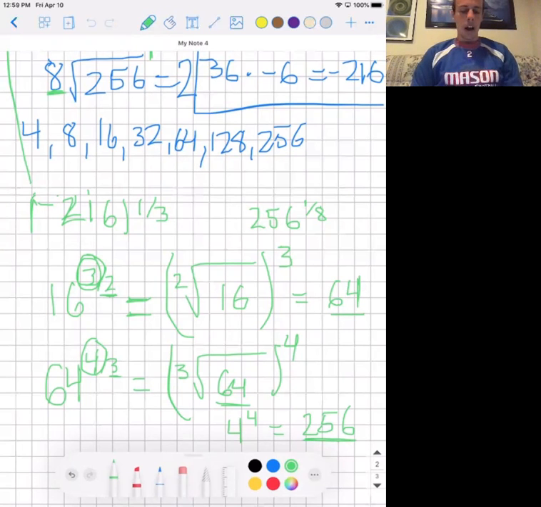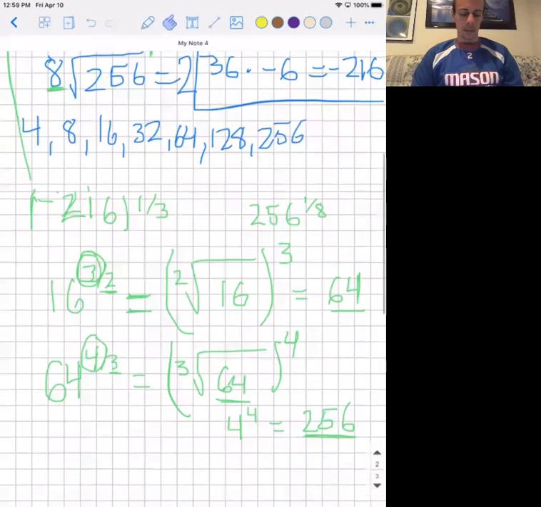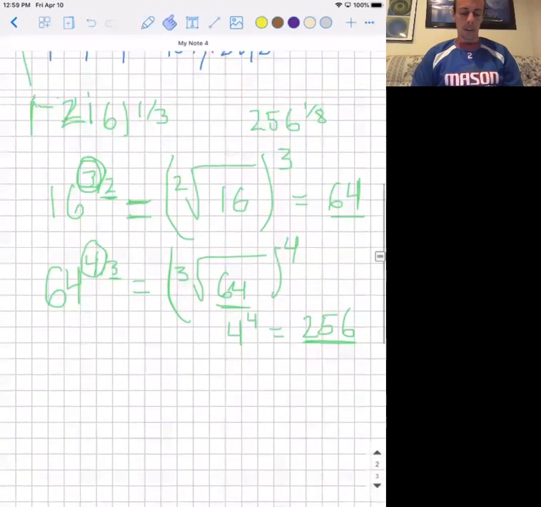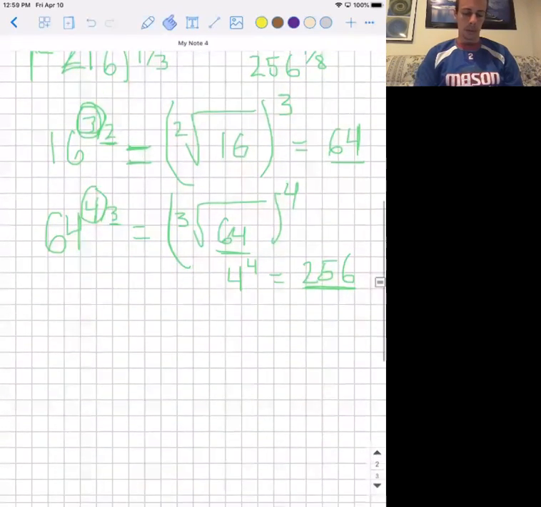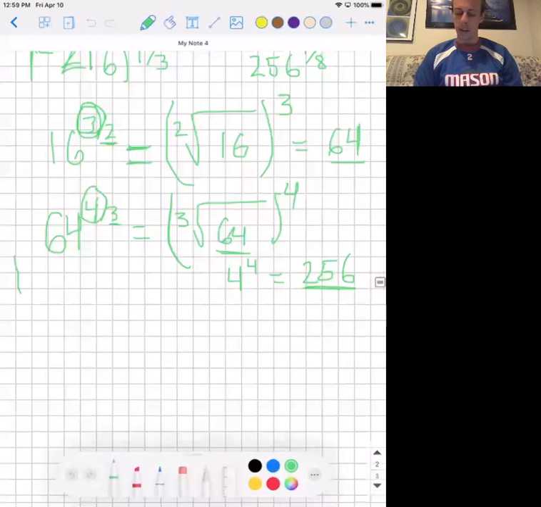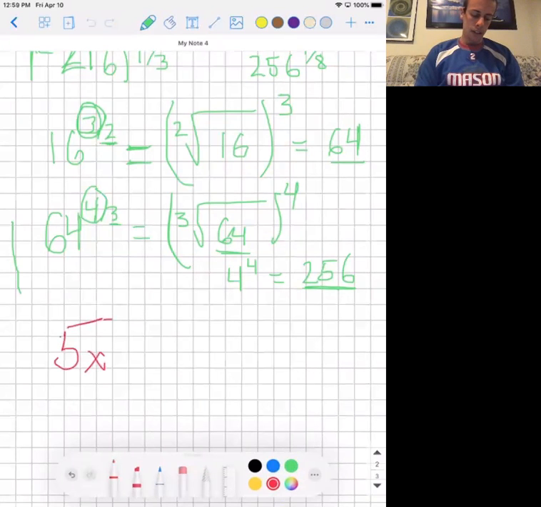Our last big idea, which we've talked some about but is going to include a lot of what we've just done here, is solving some radical equations. So if we have 5x cubed equals 320, our goal is to solve for x. So let's go ahead and try to get x by itself.